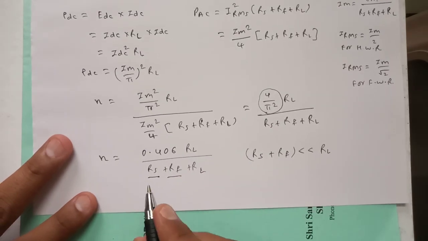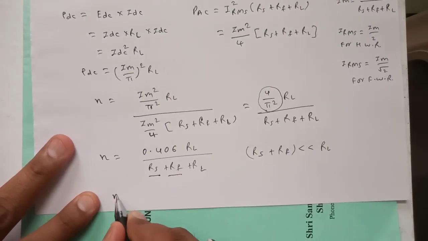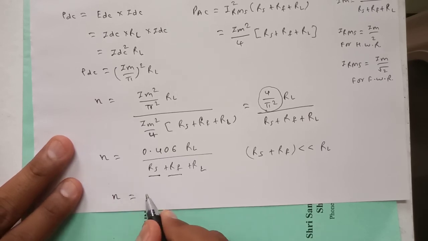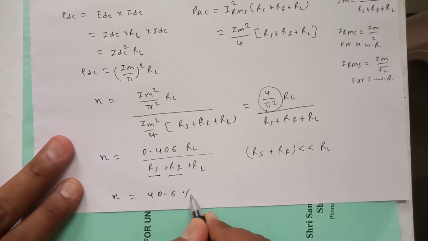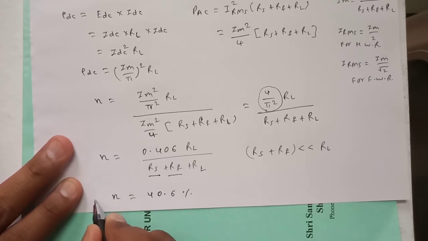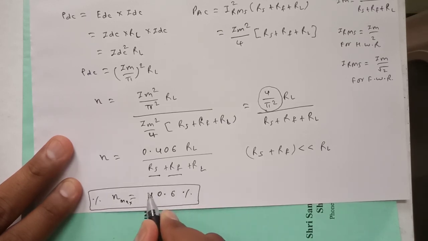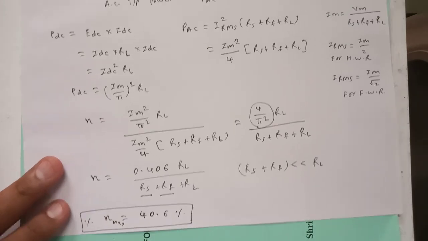That's why it is said that the efficiency of the half wave rectifier can be 40.6. Now I am writing it in percentage, that's why it is 40.6. So that is the maximum possible efficiency we have. That's why it is also said that the maximum possible efficiency in case of the half wave rectifier is only 40.6%.